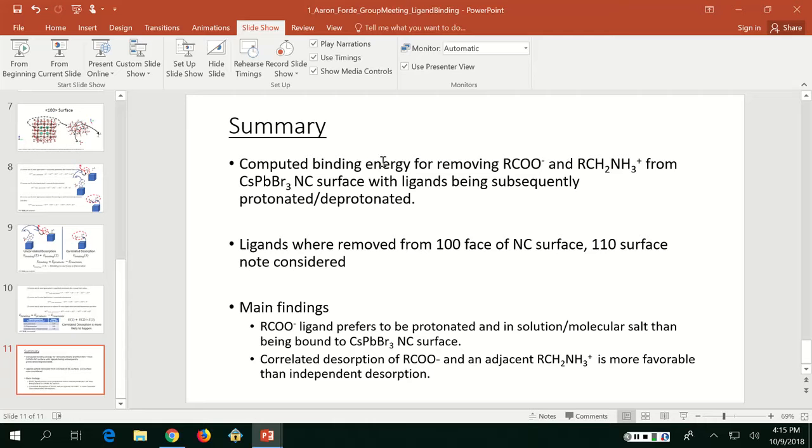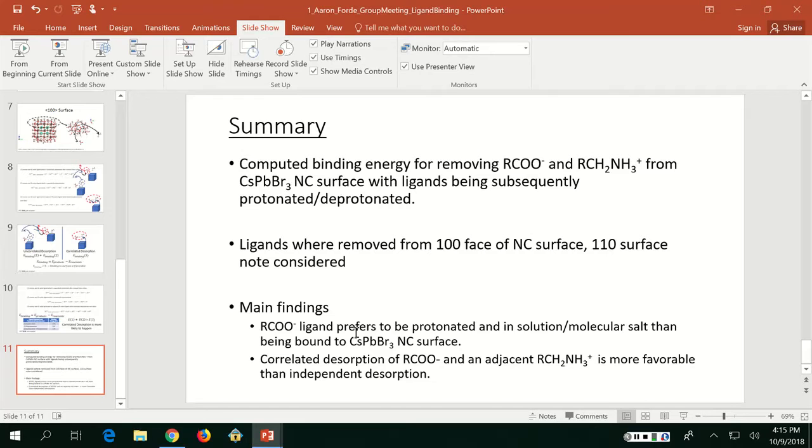So, summary: we looked at the binding energies of two ligands that are common for surface termination of lead halide perovskite nanocrystals. And we looked specifically at removing from a 100 phase, where you could also look at 110 or different phases of the crystal.